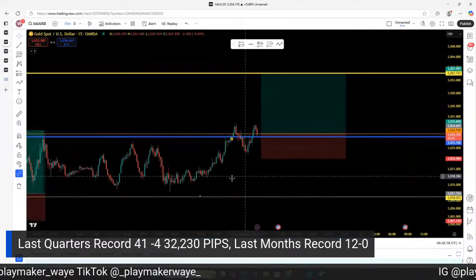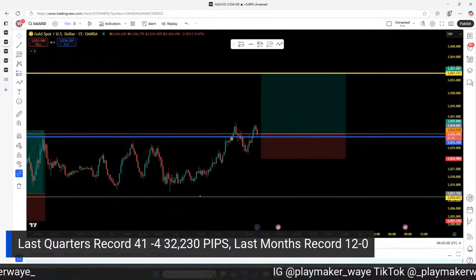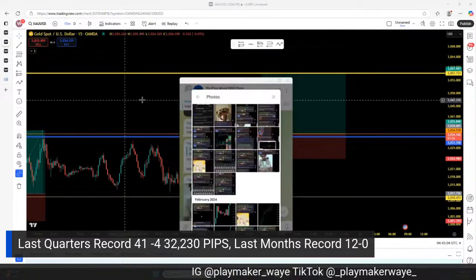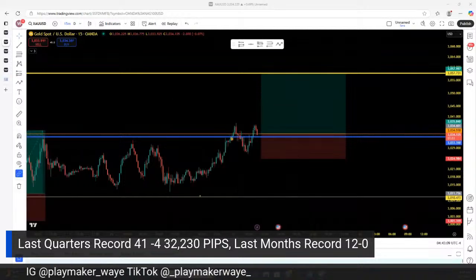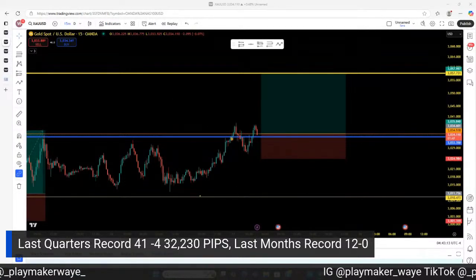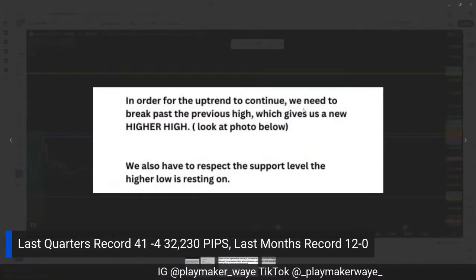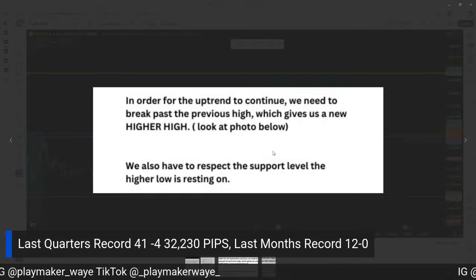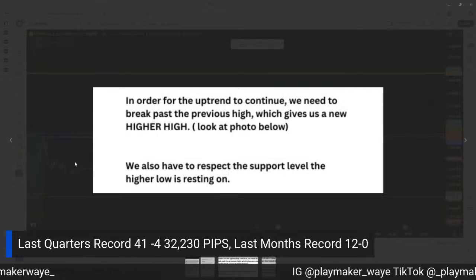Again, what's the rules to the uptrend? Let's pull that book out again. Slide this to the left. Let me take my time so Telegram don't troll me again. Okay. In order for the uptrend to continue, we need to break past the previous high, which would give us a new higher high, and we'll also have to respect the support level the higher low is resting on.